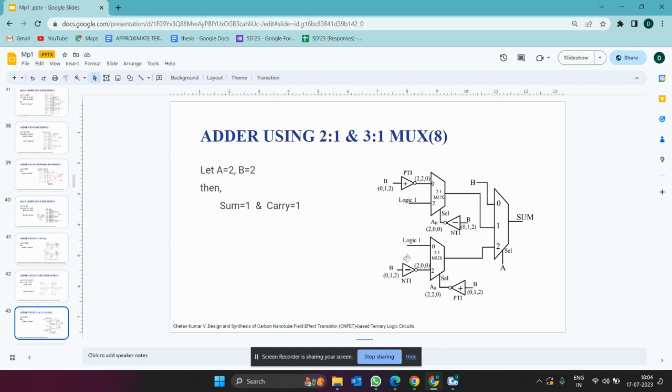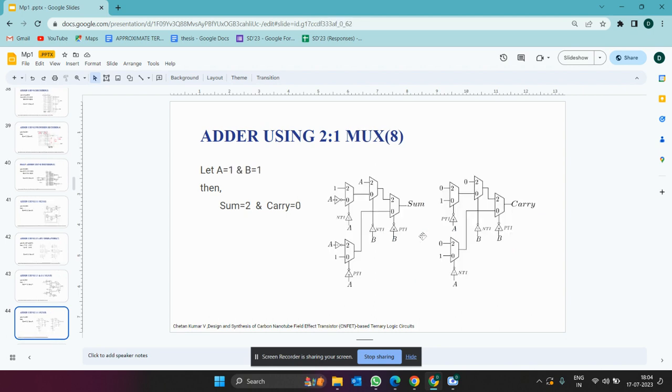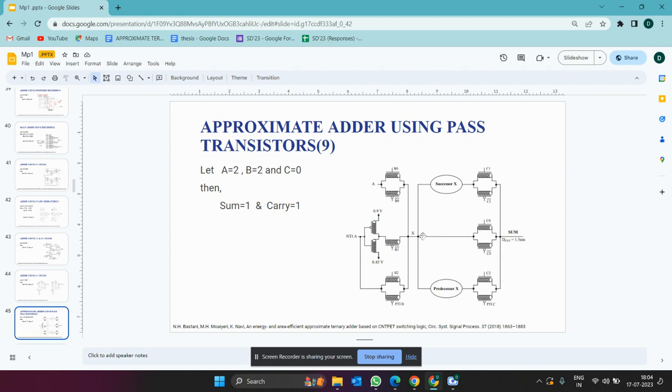From the eighth base paper, we have considered. Here we have used the pass transistors. We will get into detail with this. We have three types of stages here. This is a successor stage. This is a predecessor stage, and this is the same stage as well.